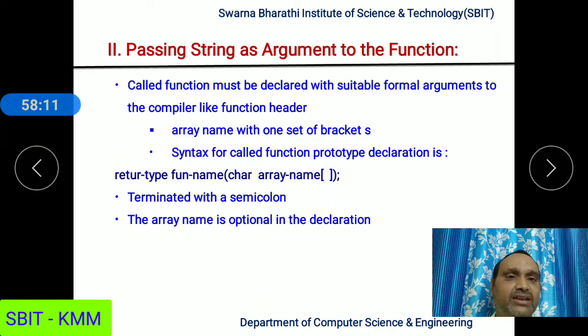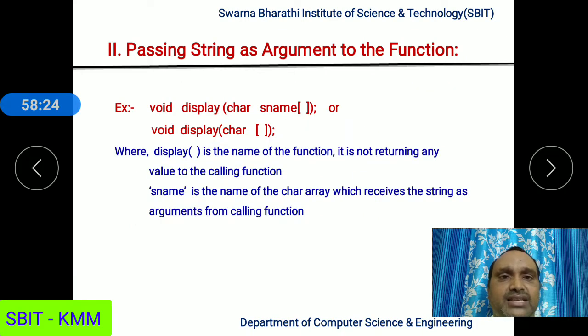The size of the array we are not mentioning for a one-dimensional array. And this function declaration is terminated with a semicolon. The array name is optional in the function declaration. So, if you see an example like this you can mention, or like this you can mention. Here in the first model, the array name is mentioned. In the second model, since it is optional, we have removed it. You can follow either the first method of declaration or the second method of prototype declaration.